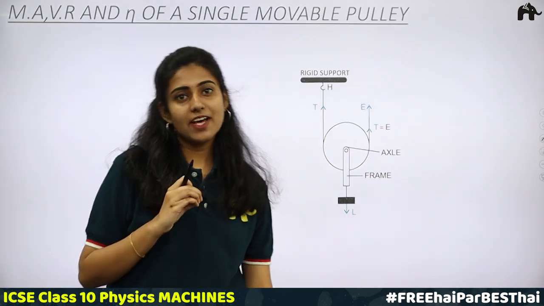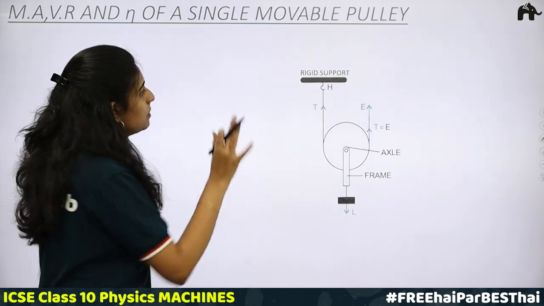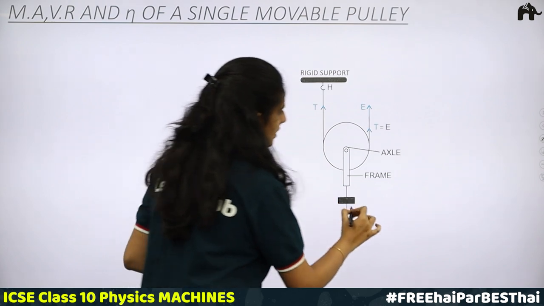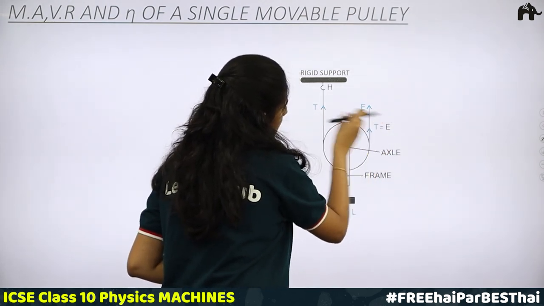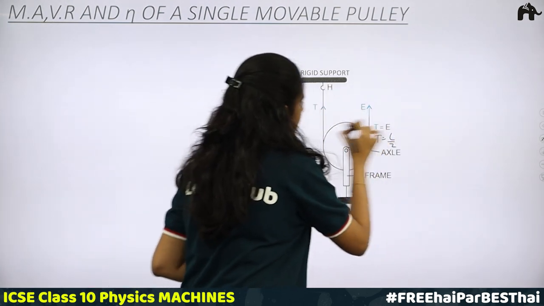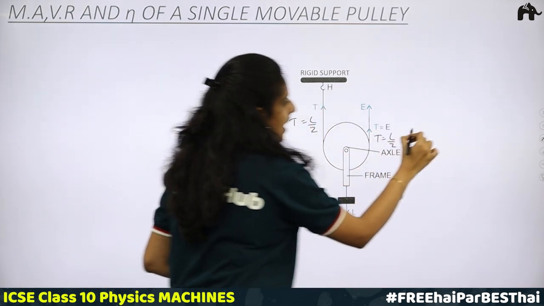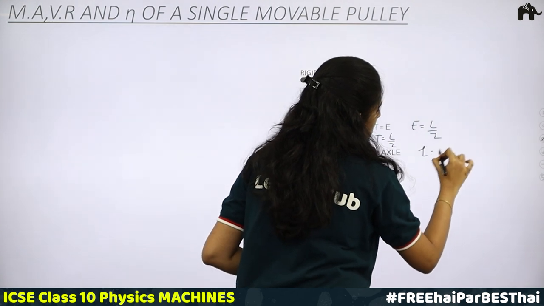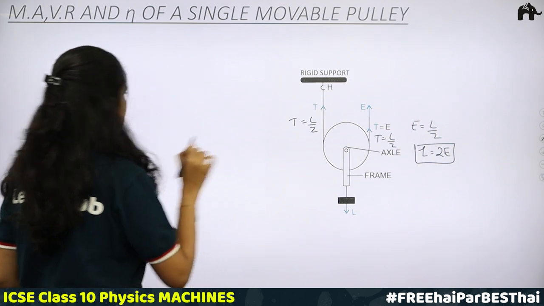Understood? Now let us find the mechanical advantage, velocity ratio and efficiency of a single movable pulley. Okay, here you have a single movable pulley. This is your load. We know the load will be equal to the sum of the tension in both these ropes. So here the tension is equal to L by 2. Here again tension is equal to L by 2. Okay, this tension is the effort. Therefore, effort is equal to L by 2, which means the load is equal to 2 times effort.